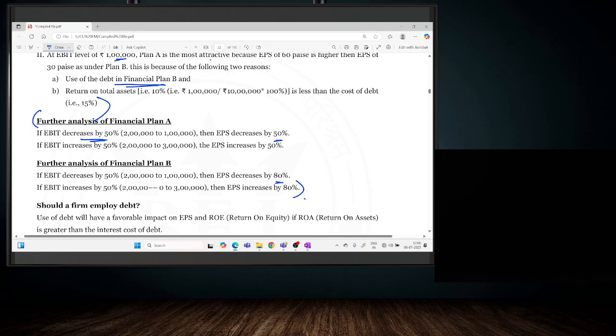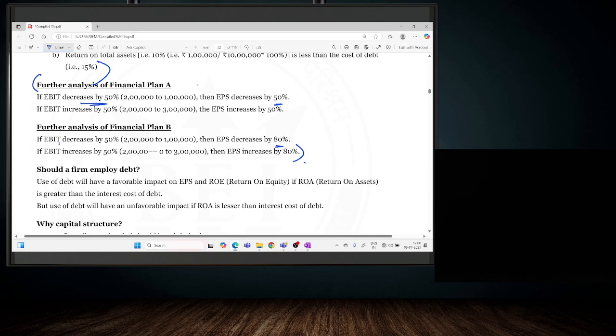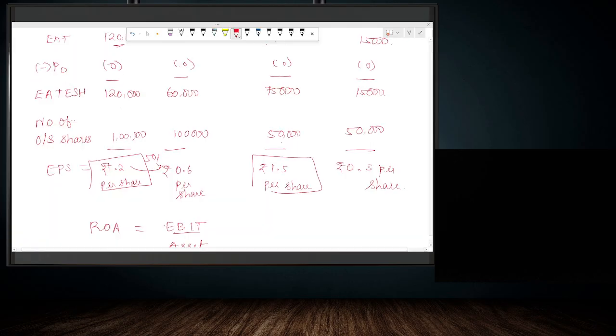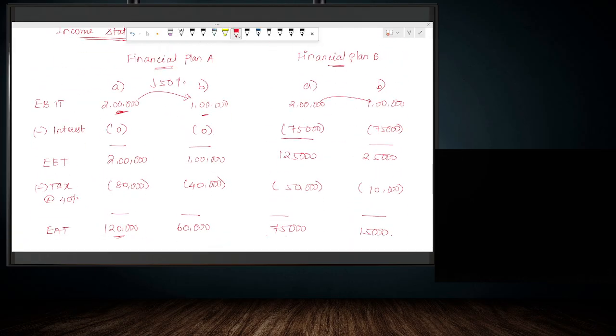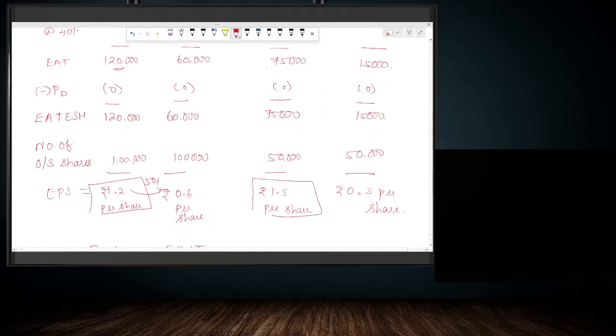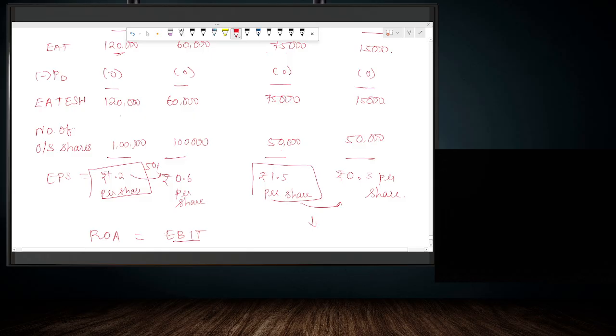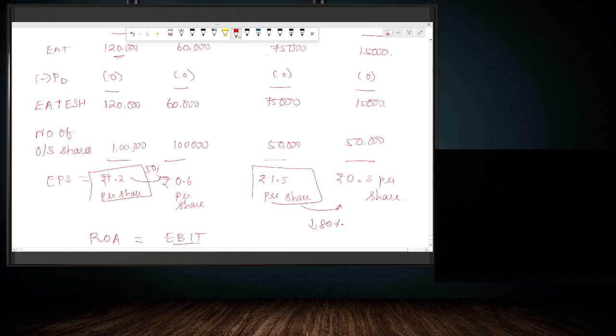But when you look at plan B, just listen, just look at plan B over here. When EBIT decreases by just 50%, your EPS decreases by 80%. You can see that happening over here. There is a 50% decrease in EBIT. By how many percentage is your EPS decreasing here? There is an 80% decrease in EPS, right? Why is it happening? In financial plan A, a 50% decrease in EBIT leads to a 50% decrease in EPS. But in financial plan B, a 50% decrease in EBIT leads to an 80% decrease in EPS.